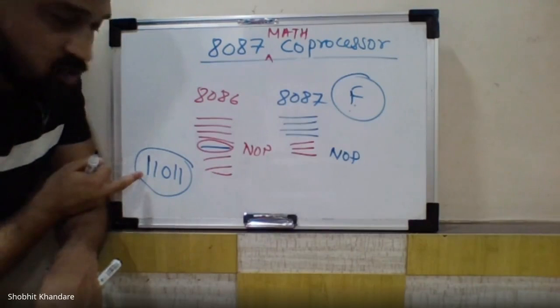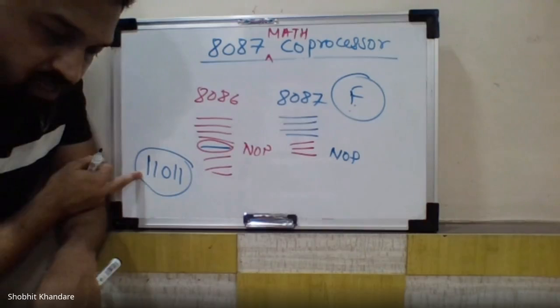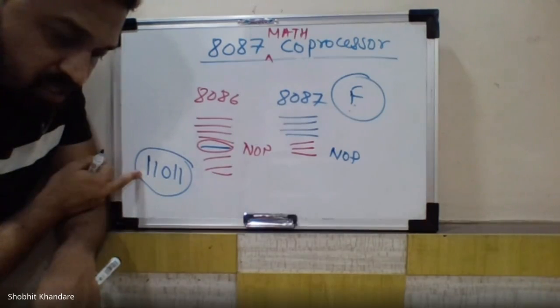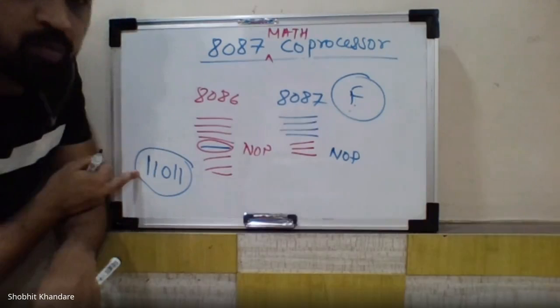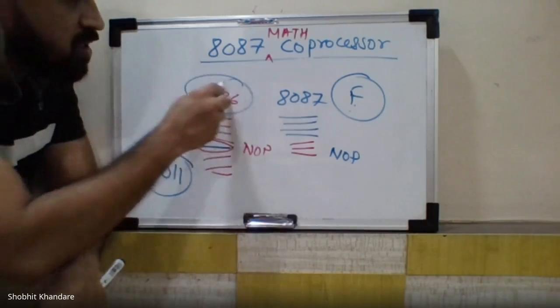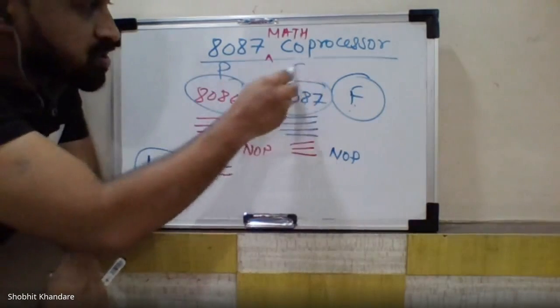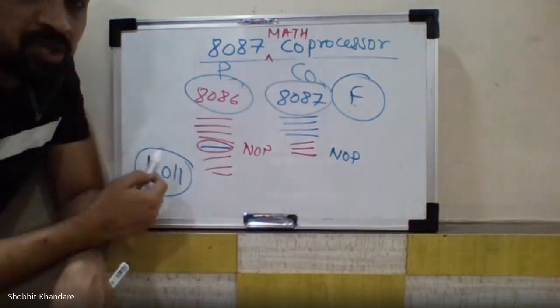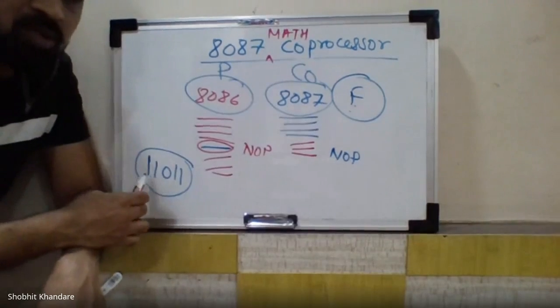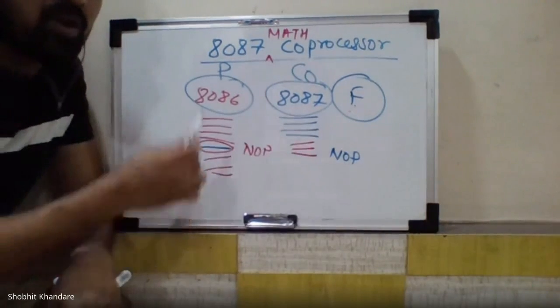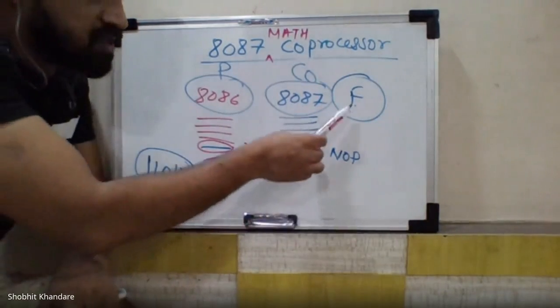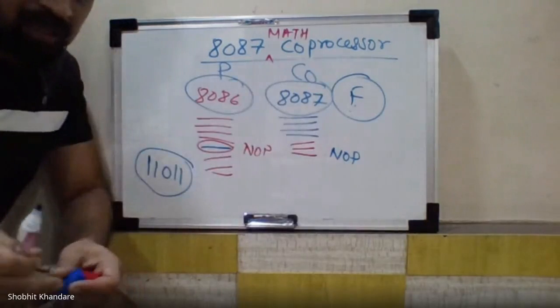So what is the significance of 11011? This code is used to identify the 8087 instructions by the processor and the coprocessor. So this is your processor and this is your coprocessor. They will be able to distinguish that these opcodes are related with 8087, or the instructions which started with F. Okay, so that is the meaning.